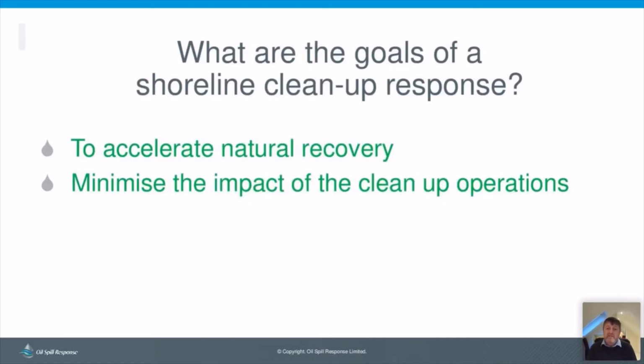So in many cases, that means we won't clean the shoreline back to the original condition it was in before the oil got there, because it's difficult to do so, and we would cause more long-term damage. So what we're trying to achieve is to accelerate natural recovery and minimise the impact of our cleanup operations. I'll give you some examples of that as we go further through this presentation.